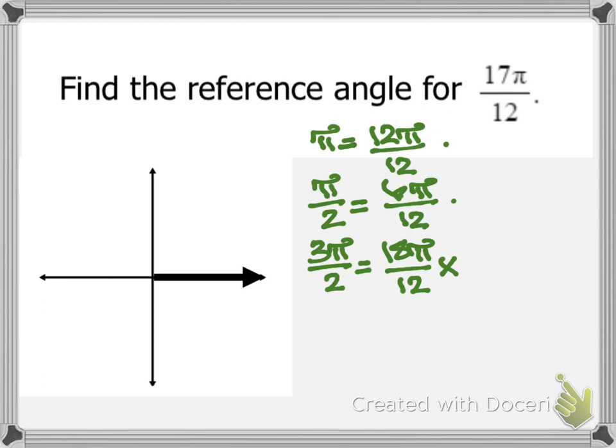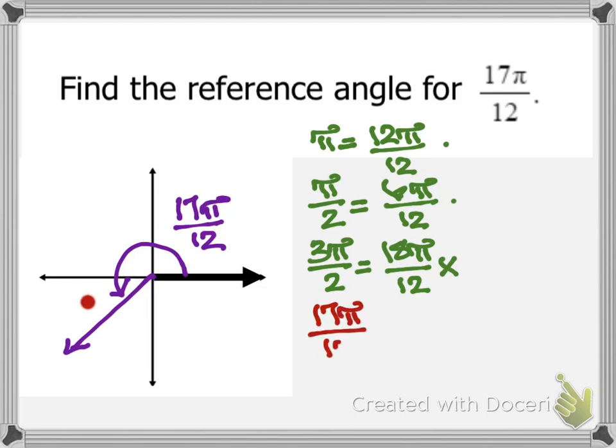So, I was almost going to use the wrong color. We're positive. So it's coming down here. There's 17 pi over 12. And we want the reference angle, so it's right there. And so for that reference angle, we're going to have to subtract out the pi. So 17 pi over 12 minus pi, which is the same as subtracting 12 pi over 12, which is 5 pi over 12. Again, it's always positive.